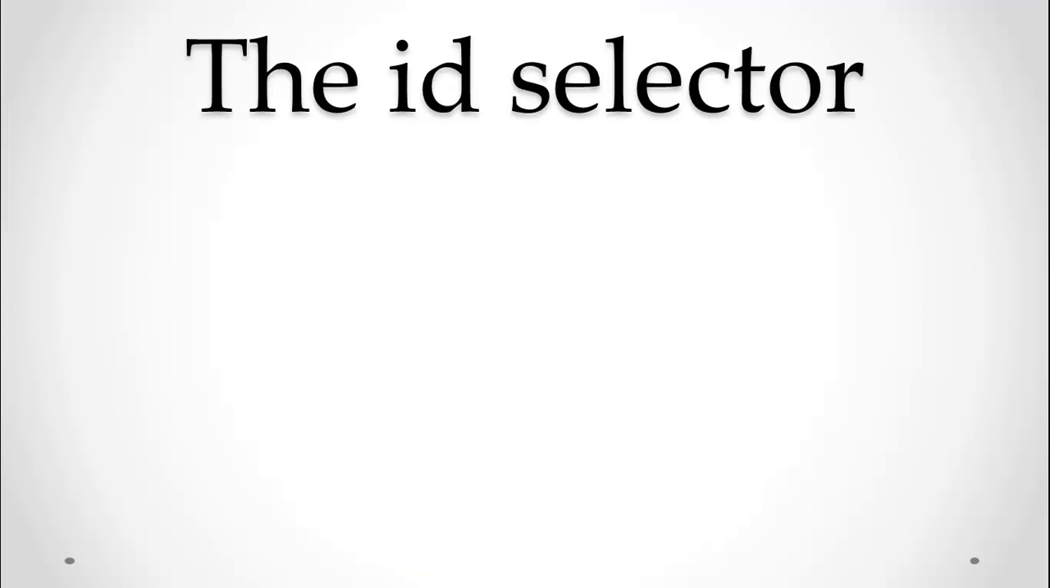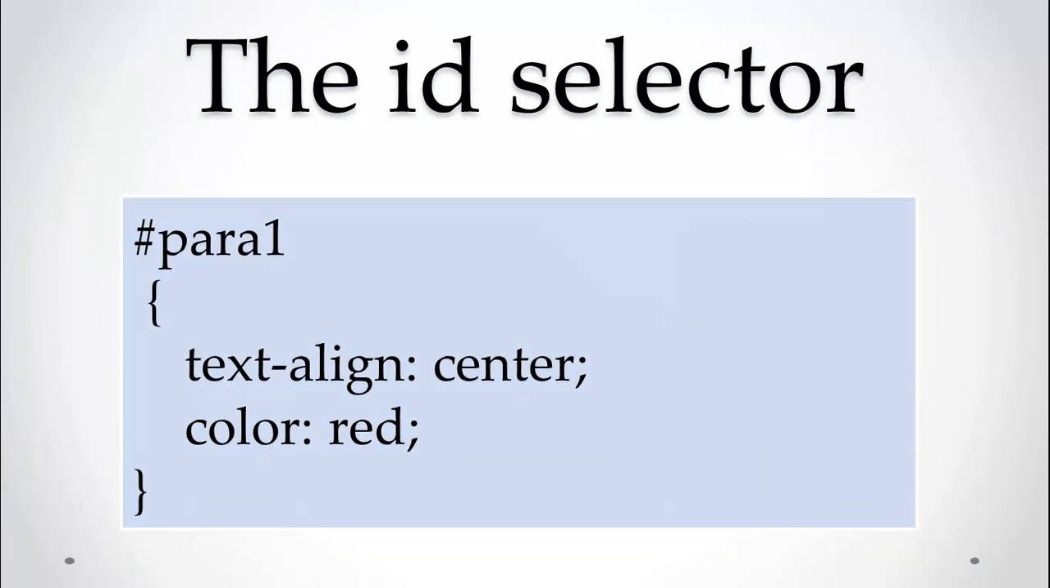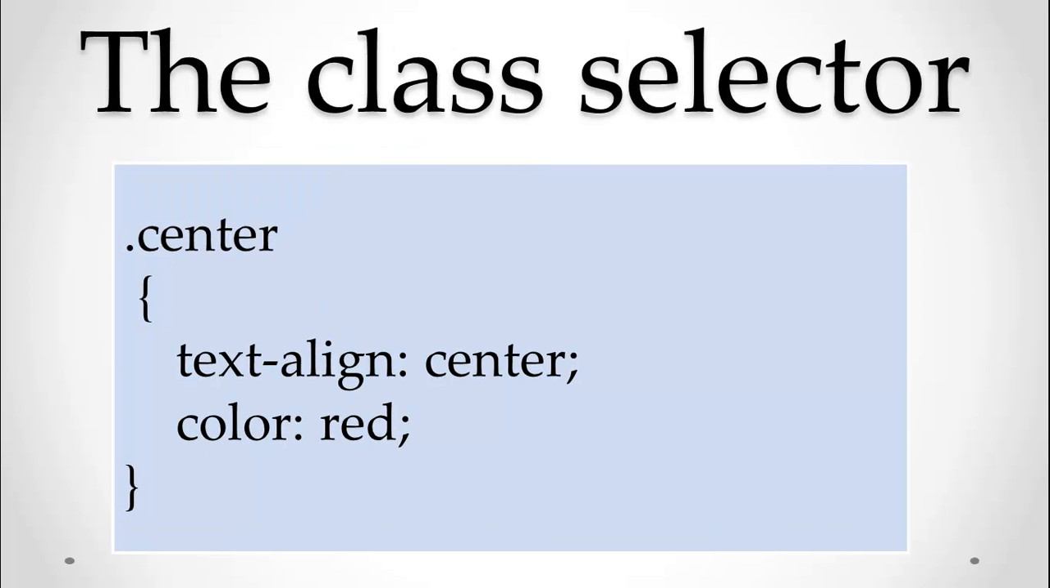Now the ID selector. The ID selector uses the ID attribute of an HTML element to select a specific element. The ID of an element should be unique within a page, so the ID selector is used to select one unique element. To select an element with a specific ID, write a hash character followed by the ID of the element. The class selector selects elements with a specific class attribute. To select elements with a specific class, write a period character followed by the name of the class.